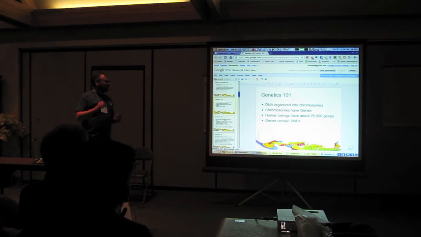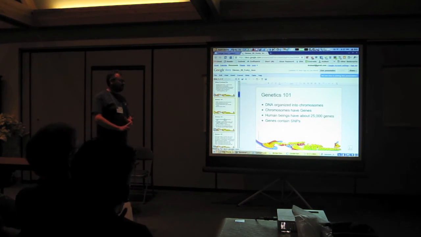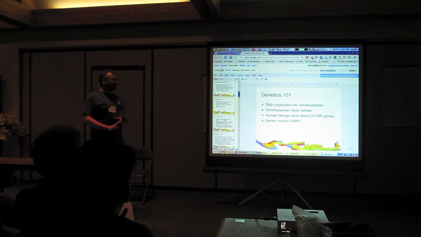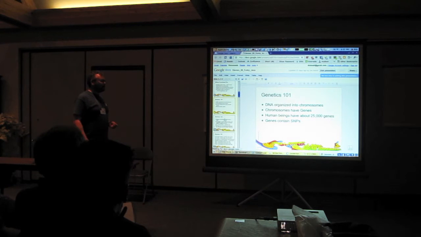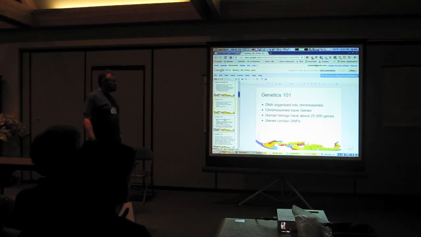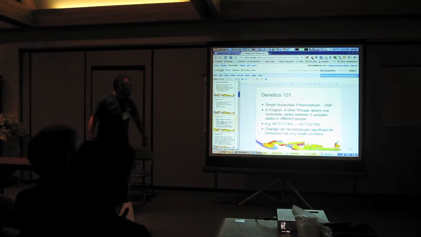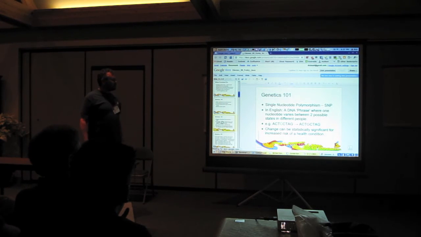So, 101 genetics. DNA is organized into chromosomes. Chromosomes have genes. Human beings have about 25,000 genes. That number used to be thought to be a lot higher, but the scientists have pretty much isolated it to 25,000 now. And genes contain these things called SNPs. So what's a SNP? A SNP is a single nucleotide polymorphism. It's, I guess, a fancy word for a mutation.